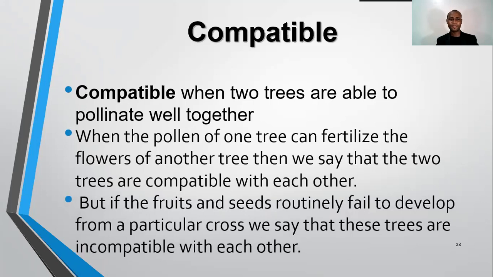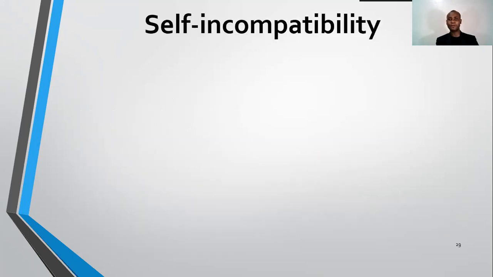But if the fruit and seeds routinely fail to develop from a particular cross, we say that these trees are incompatible with each other. So if the flowers after fertilization do not produce seeds, we say they are not compatible. But if they are able to produce seeds, then we say they are compatible.